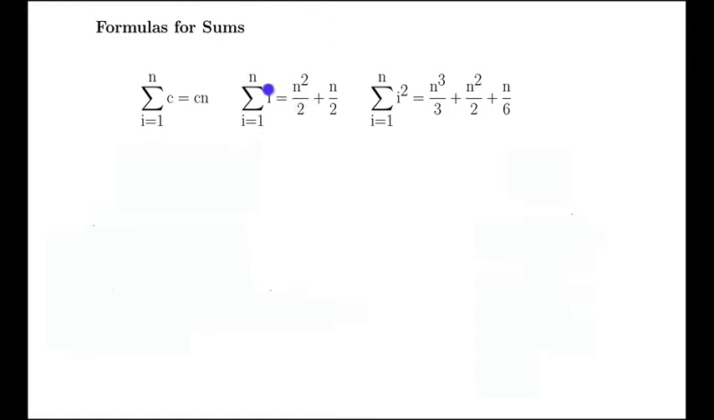Here's another one. It says the sum i equals 1 to n of i is equal to n squared over 2 plus n over 2. Again, suppose n was 5. 1 plus 2 plus 3 plus 4 plus 5. We're saying that's equal to 5 squared over 2 plus 5 over 2. You can check it out and verify that it's true. Similarly, sum i equals 1 to n of i squared is this formula.